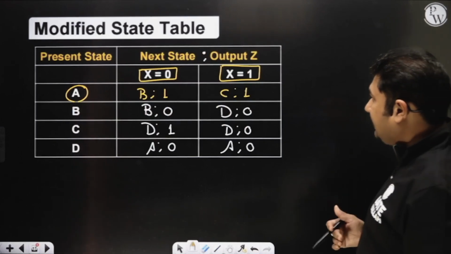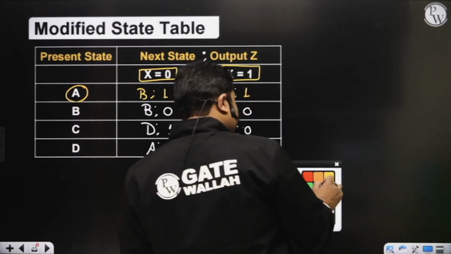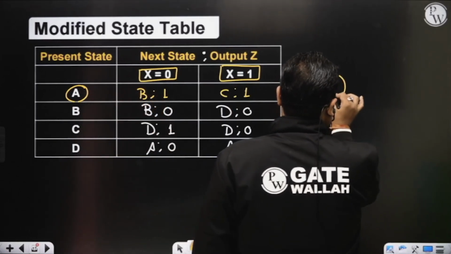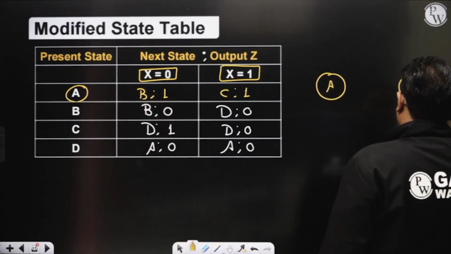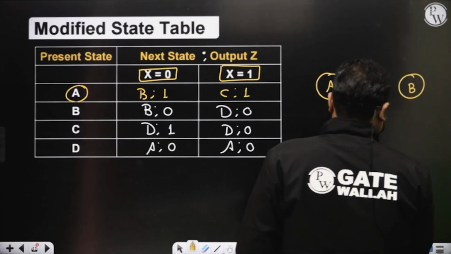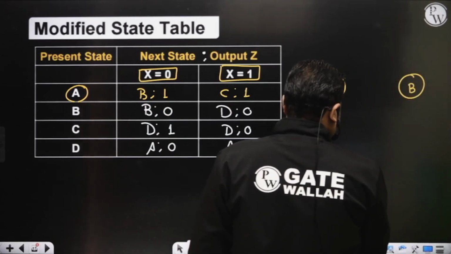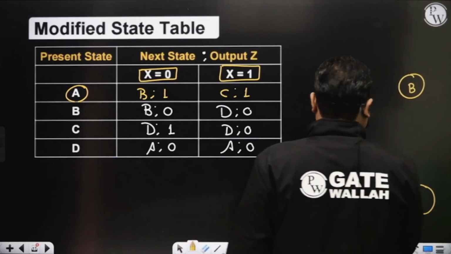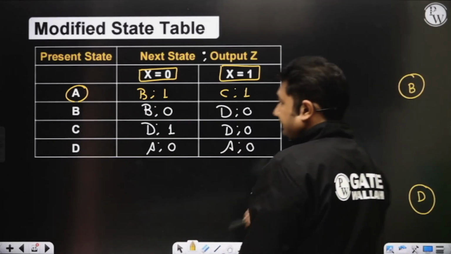Next is to draw the state diagram. So how to draw the state diagram? Please observe. We have a total of 4 states: state A, state B, state C and state D.